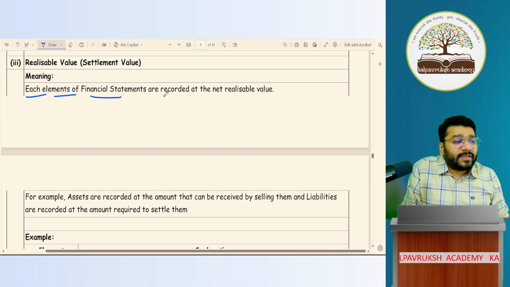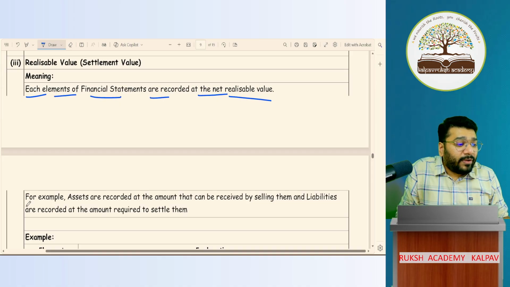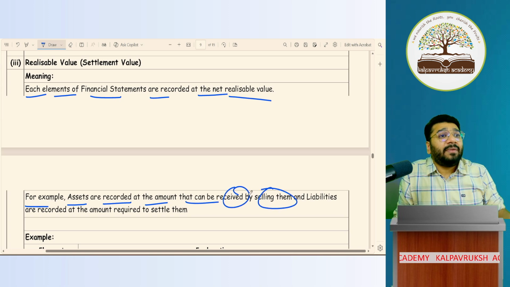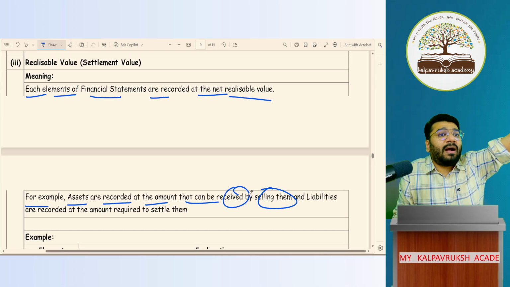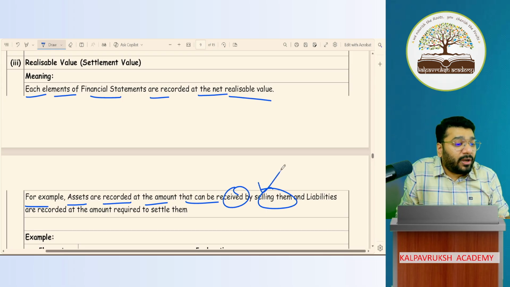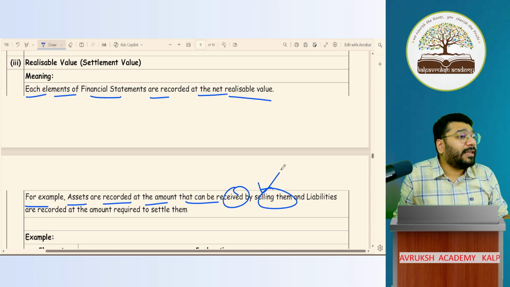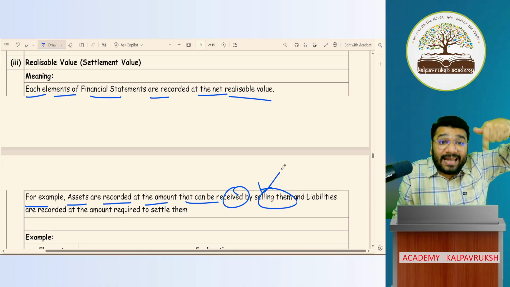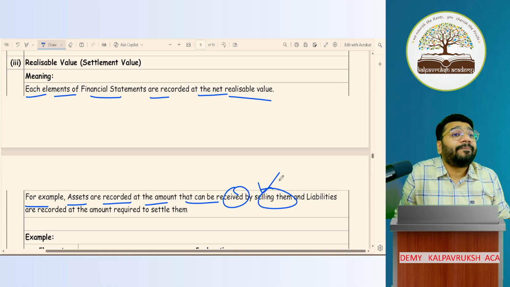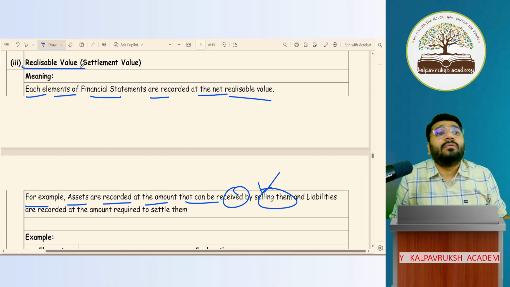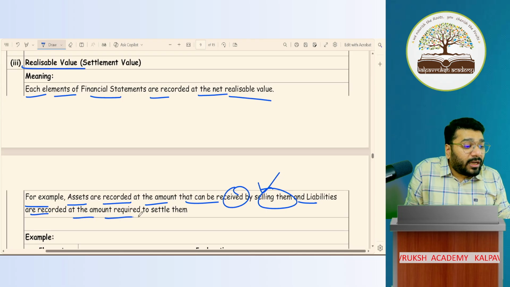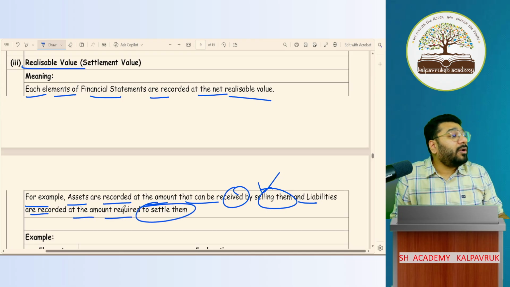Each element of the financial statement is recorded at net realizable value. For example, assets are recorded at the amount which can be received by selling them. Today, if I go and sell this in the market, how much will I fetch? That is called selling value. That is called realizable value. So when I record any asset, liability, capital, income, or expenses at the realizable value, it is called the realizable value basis of measurement. Liabilities will be recorded at the amount required to settle them. Got it, not got it?